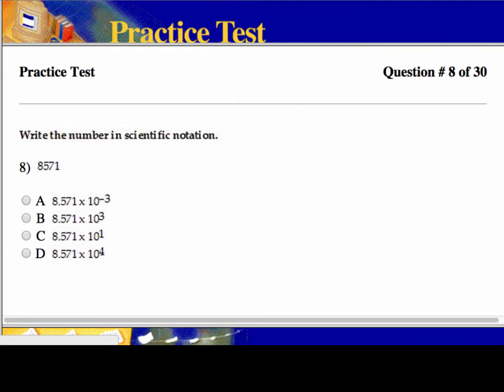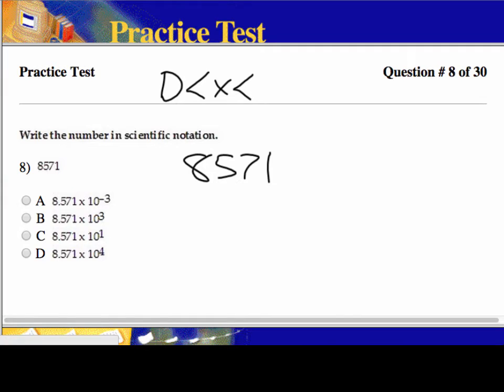All righty. Oh man, that looks hard. All right, so I'm going to say 8, 5, 7, 1. I have to have it between 0 and 10 for the first part of the notation, and then times 10 to some power. Okay? So I'm going to move the decimal place here because 8 is between 0 and 10. How many places did I move it? So it's this times 10 to the third.